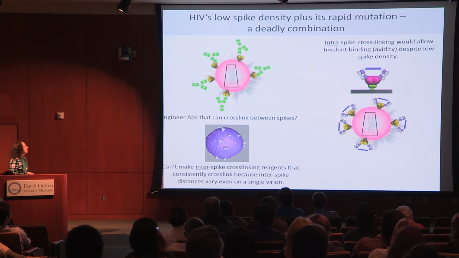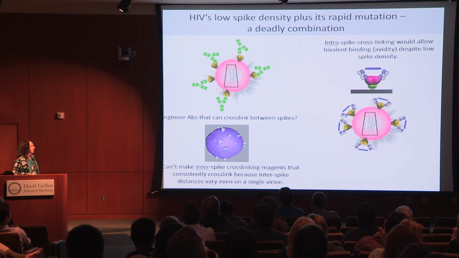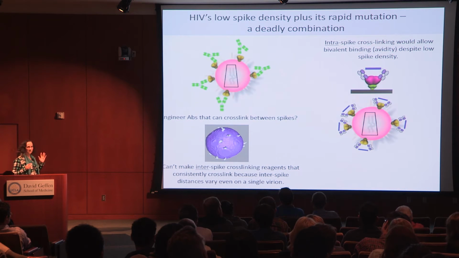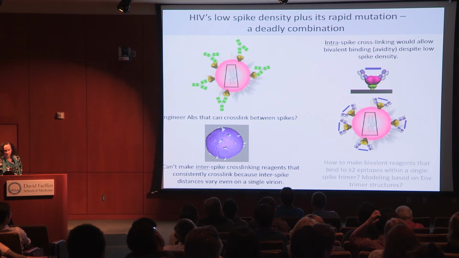So we thought that the way we could solve it instead was to do intraspike, so within a single spike cross-linking. So then you'd have bivalent binding to every single spike. It doesn't matter how far apart they are. None of that matters. It doesn't matter that there's hardly any. They'd all be binding with avidity despite the low spike density. So we want to make something that looks like that.